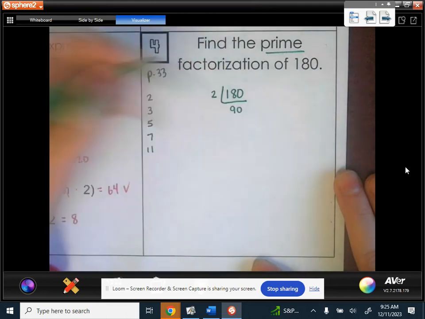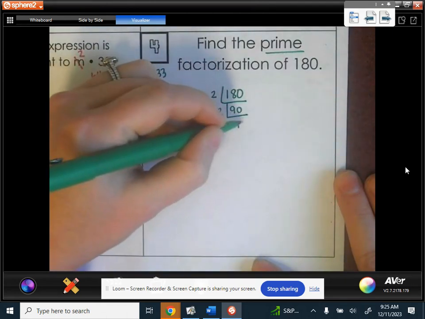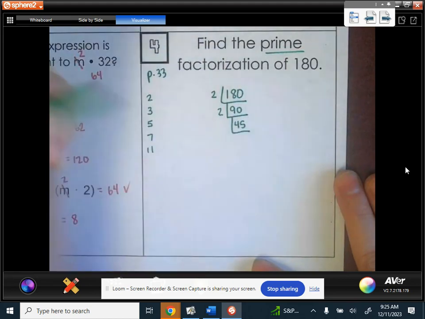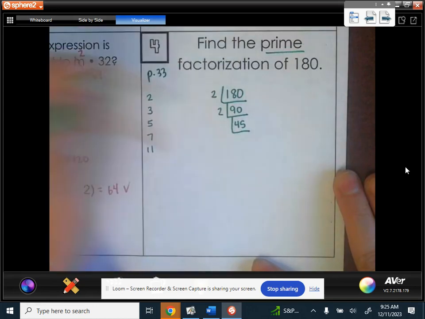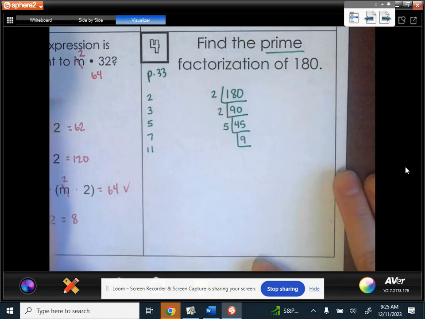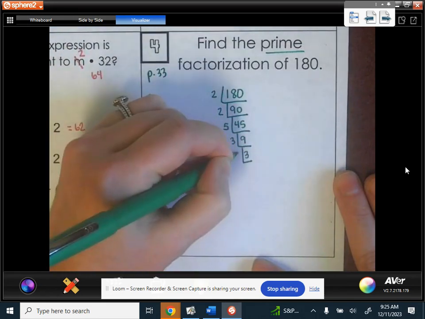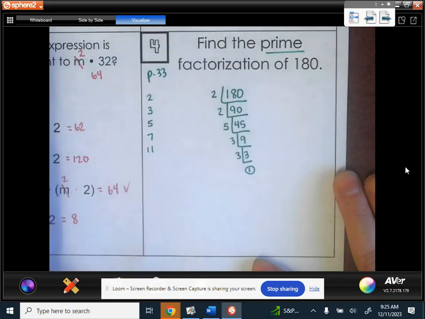Half of 180 is going to be 90. I can divide 90 by 2, and that's going to give me 45. I could have also divided each of those by 5. It's just up to you what it's divisible by and what is easy for you. And you could also work it out to the side if you're not sure what it equals. 45, I'm going to go ahead and divide by 5. That's going to give me 9. And I know I can divide 9 by 3, which gives me 3. I can divide 3 by 3, which gives me 1.